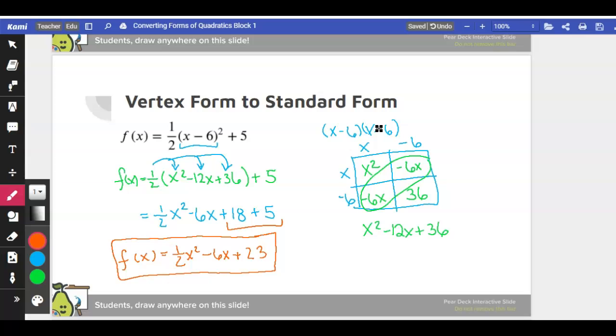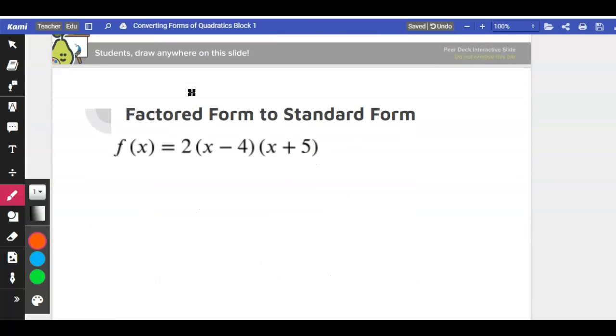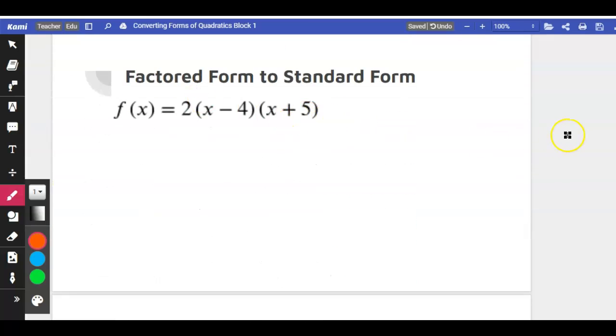Okay. All right. Your next example, this is not for you to answer, this is for you to watch. So let's write this equation down. And I think you're going to find factored form to standard form about the same as what we just did. The good news is you don't have to rewrite any type of multiplication because it's already rewritten for you.